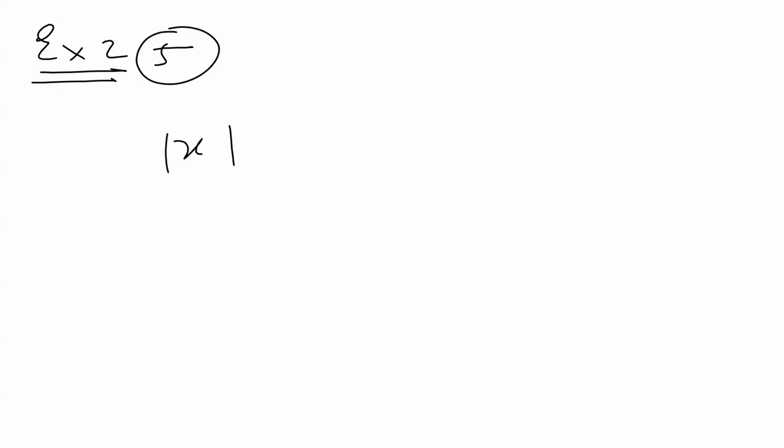So let us start with exercise number 2, question number 5 of the worksheet. Exercise 2, question number 5. Prior to that, last time I had given some formula. Modulus of x is less than k, so this implies x lies between minus k to k. This is one of the formulas.